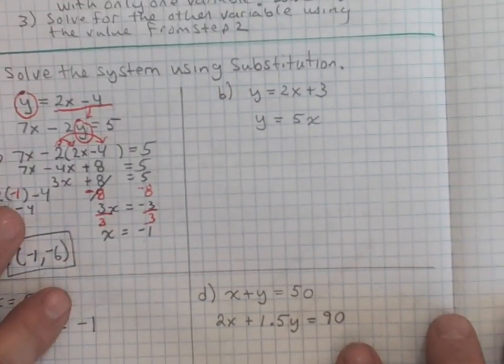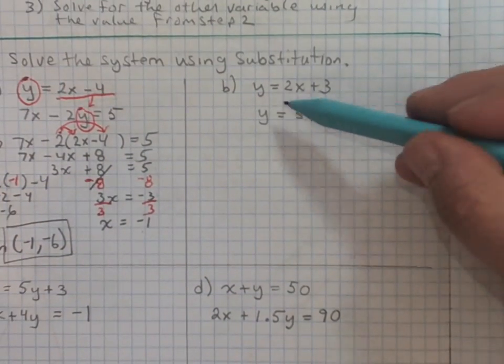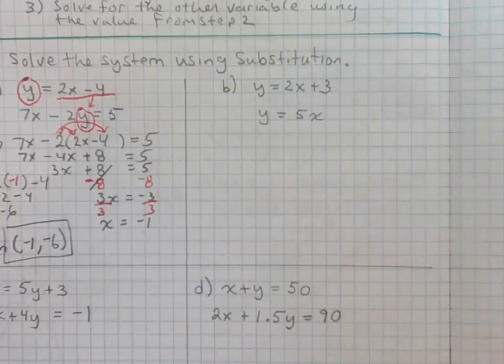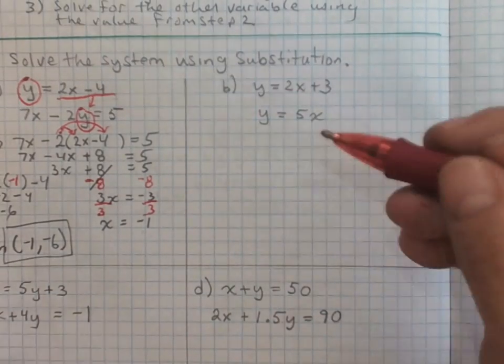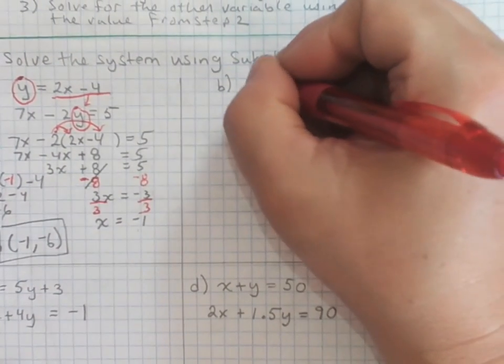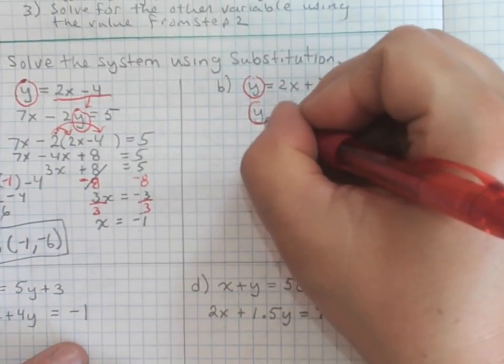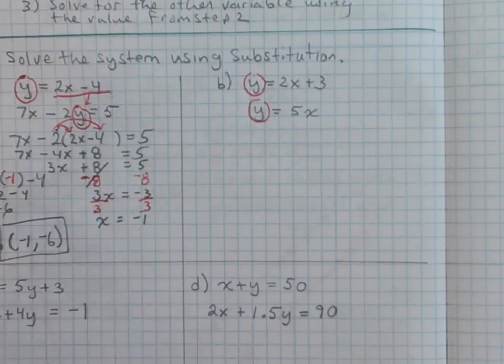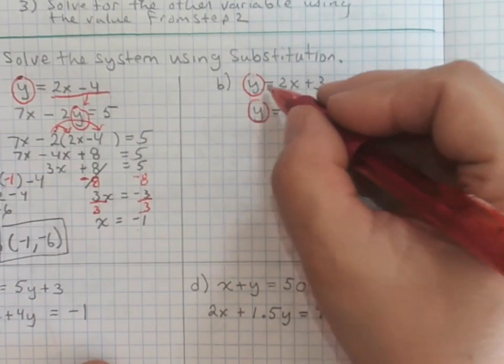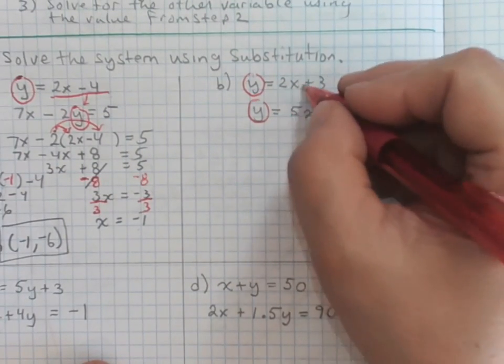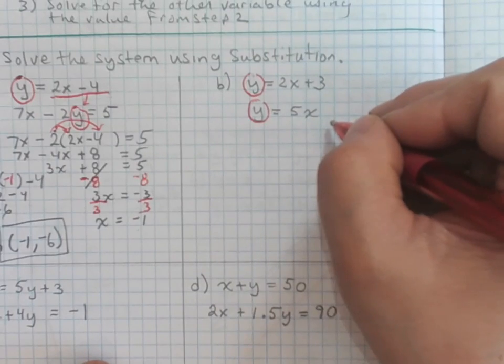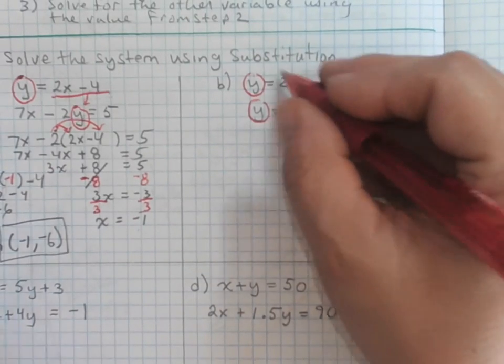All right, so take a look at the next system. Both equations are solved for y. That's cool. All right, just like before, the one that we have solved for, let's circle it. So that's the first one, and the second one also. All right, so remember what we do. We know that y is equal to 2x plus 3, and y is equal to 5x. So that means I can use either one.